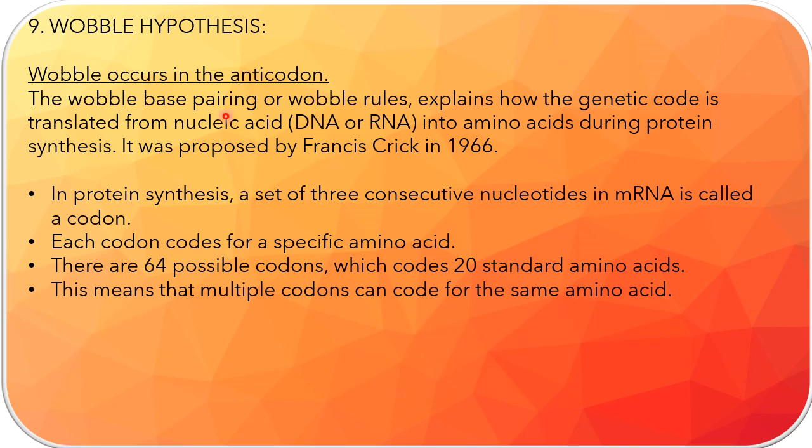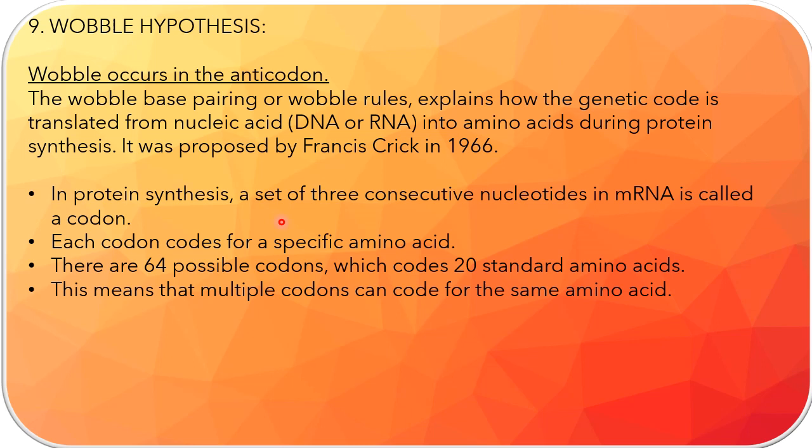Now the Wobble base pairing or the Wobble rule explains how the genetic code is translated from DNA or RNA into amino acids during protein synthesis. It was proposed by Francis Crick in 1966. Let's see in detail. In protein synthesis, we know that a set of 3 consecutive nucleotides in mRNA is called a codon. Each codon codes for a specific amino acid. We have learned this as well.